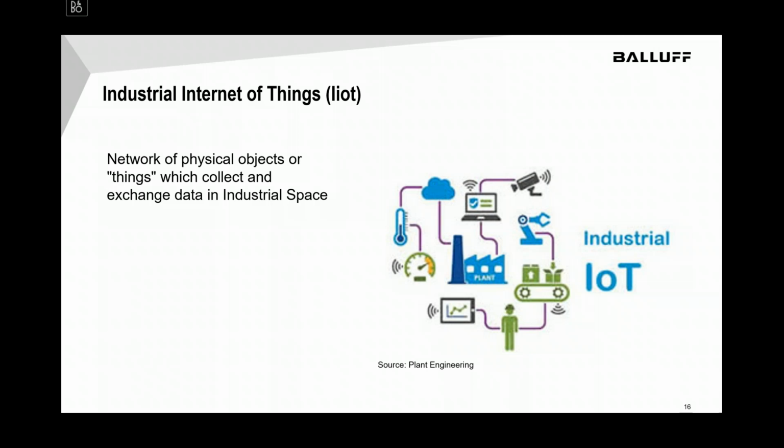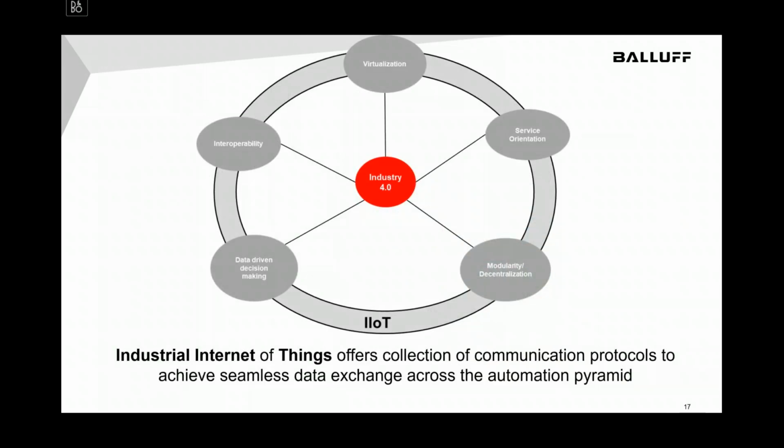So when you take industrial IoT and merge it with Industry 4.0, IIoT stands as a backbone for Industry 4.0 objectives, that is, achieving interoperability or modularity, and data-driven decision-making by exchanging data across the automation pyramid. Hopefully that clears up this 30,000-foot overview of Industry 4.0.